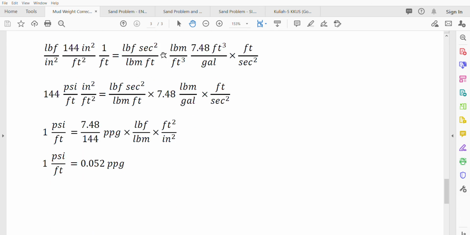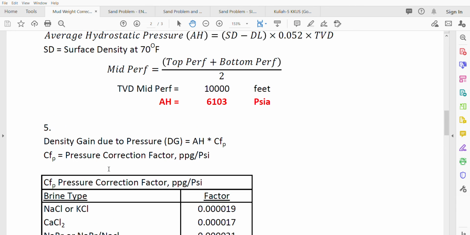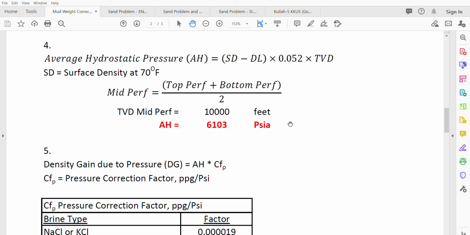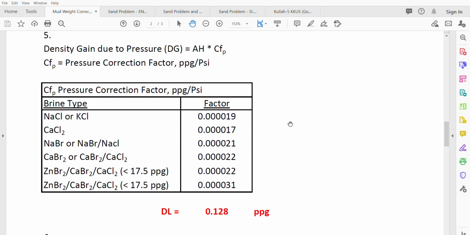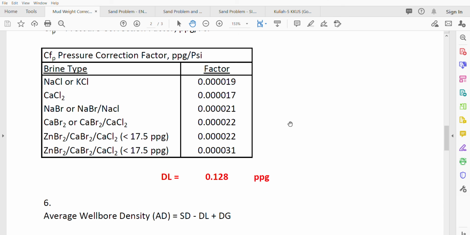This is why we end up with 0.052. That's why, from pound force, we become ppg. We go back to here. This is the pressure. This one is from ppg. This is a mass, this is pound force, this is pound mass, this is pound force. Why we end up with 0.052 is due to the explanation that I gave you in this part. So I will give you this part as homework. Please do it. Okay, thank you.